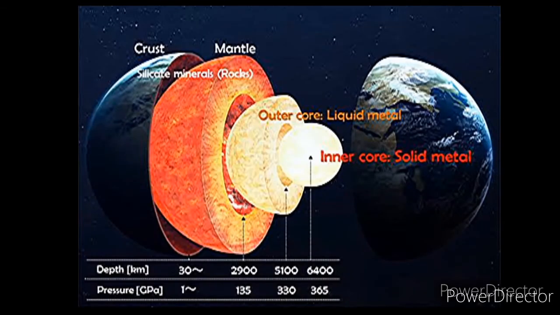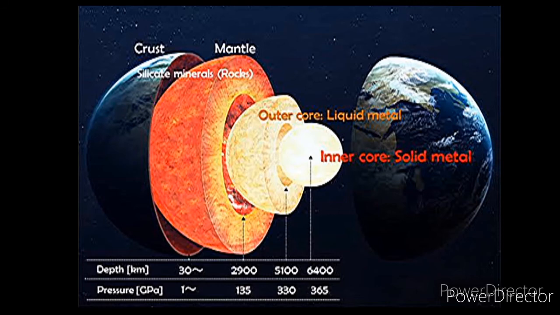Now see the content given in a book. Just beneath the crust is the mantle, which extends up to a depth of 2900 km below the crust. So as we have seen the crust and the mantle, now we will discuss the core.